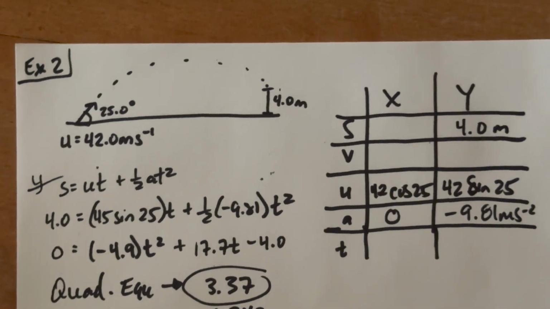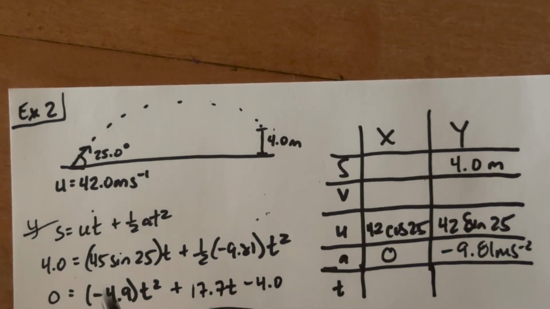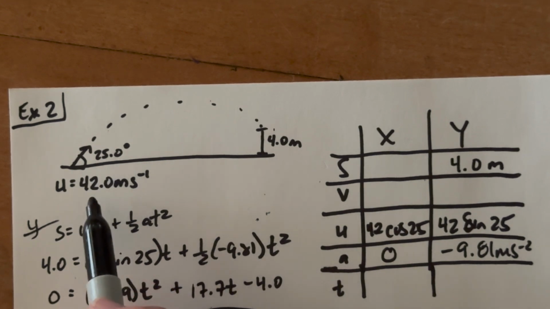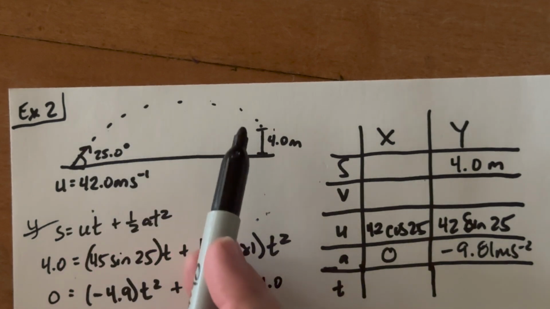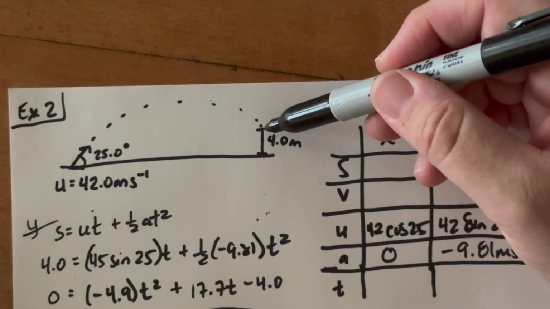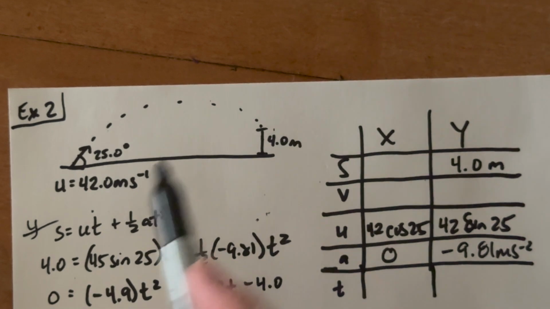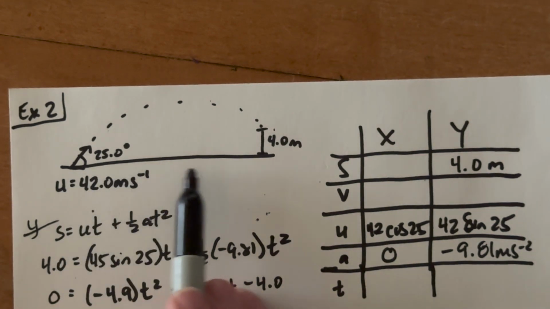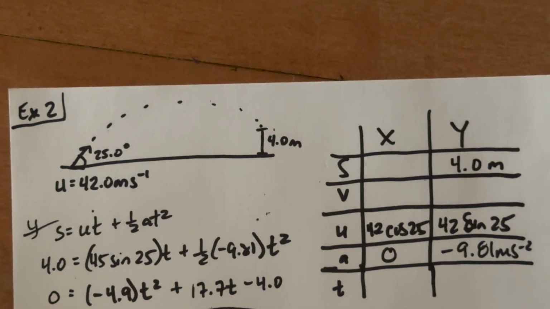If we look back at our diagram to start here, we have it launched at a 25-degree angle going 42.0 meters per second. It's going to go up, it's going to come down, it's going to land on something that's 4.0 meters high, and that also happens to be 128 meters away.